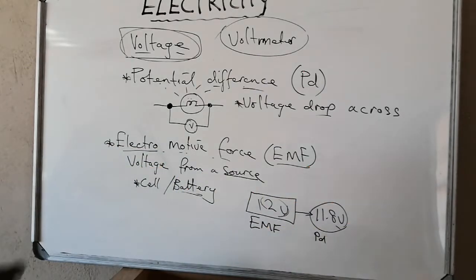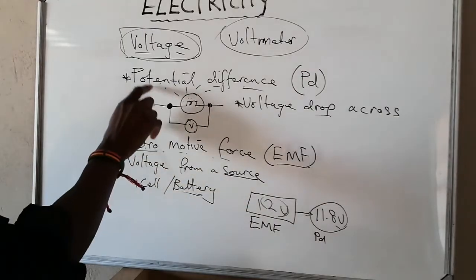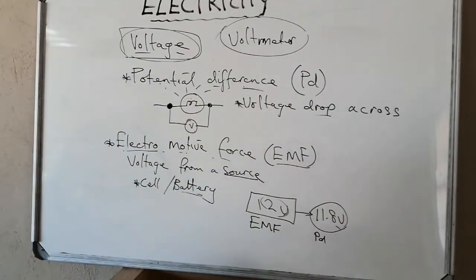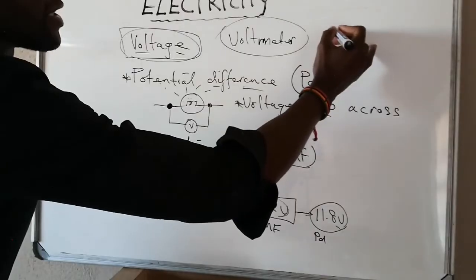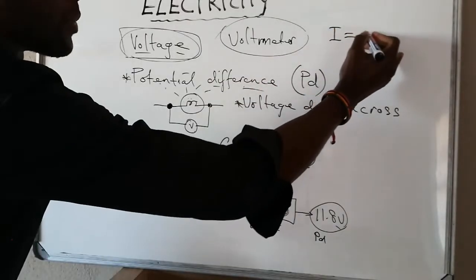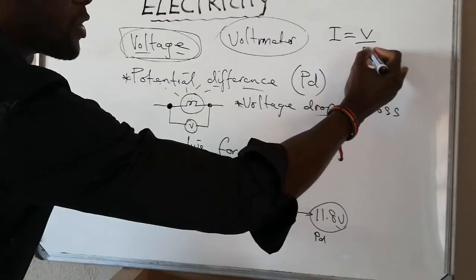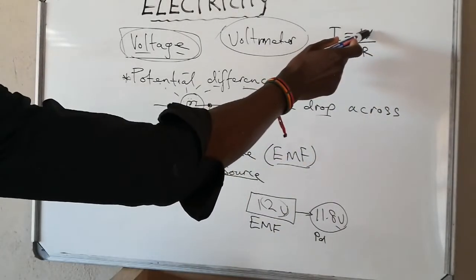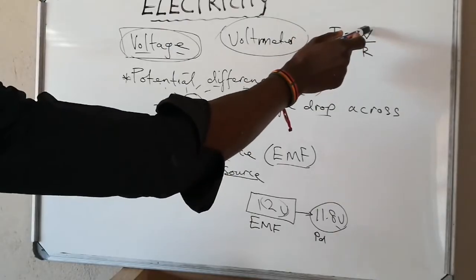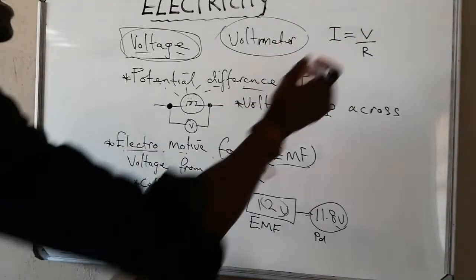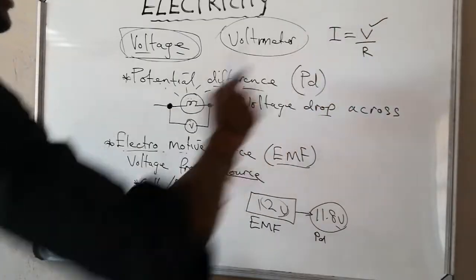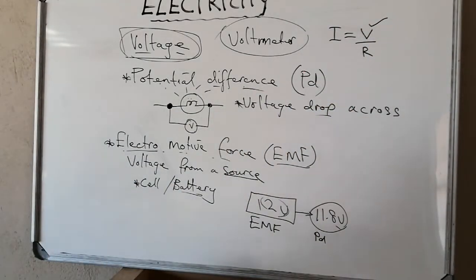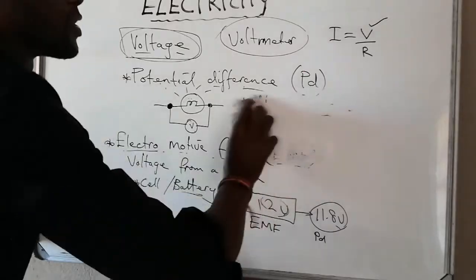So whether you're calculating for EMF or for potential difference, Ohm's law still applies. Ohm's law states that the current flowing in a circuit is directly proportional to the applied voltage and inversely proportional to the resistance. It can be potential difference or it can be EMF, but still this applies, and what we are looking at is that voltage. Whether it is EMF or potential difference, it still remains: current is directly proportional to the voltage and inversely proportional to the resistance.